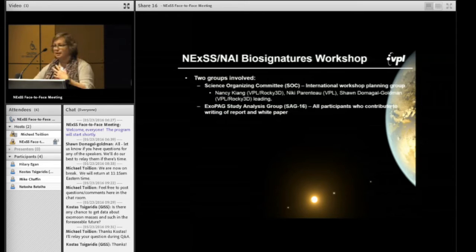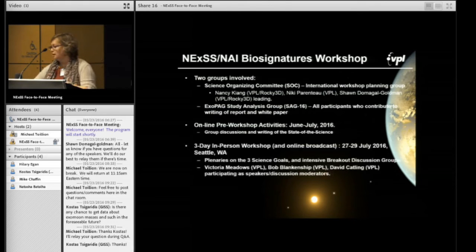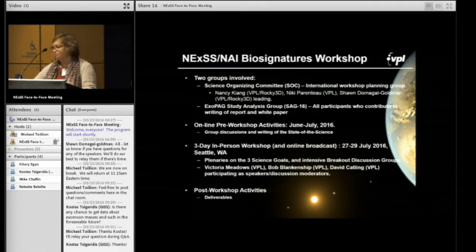Essentially, it's a collaboration between NExSS, NAI, and the Exopag committees in getting together a bunch of people for both pre-workshop activities to discuss the state of the science for astronomical biosignatures, and then to have a 3-day in-person workshop. That's by invitation only at this point for in-person, but it will be open to everybody remotely, so please attend remotely if you can, and we'll have a whole heap of post-workshop activities as well. I'm going to stop there, but if you need more information about that workshop, please come and talk to either me or one of those 3 people.